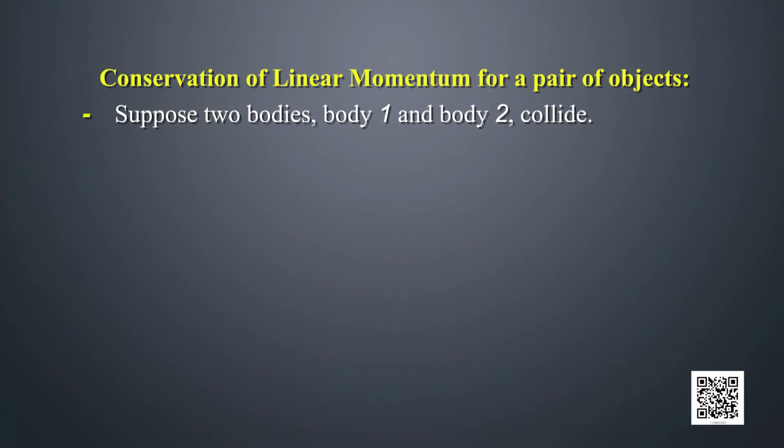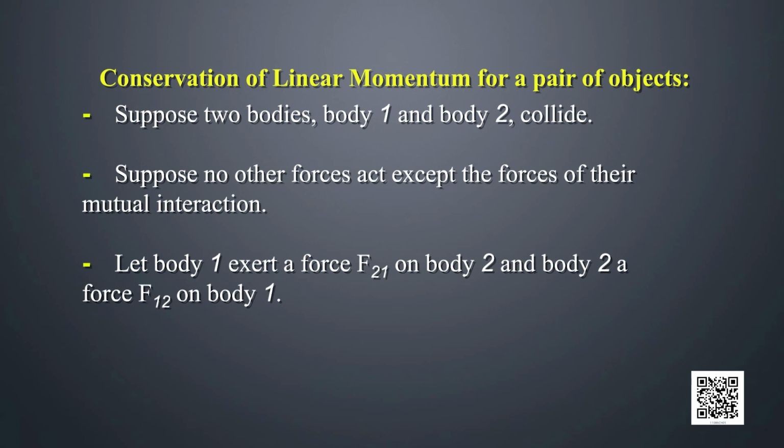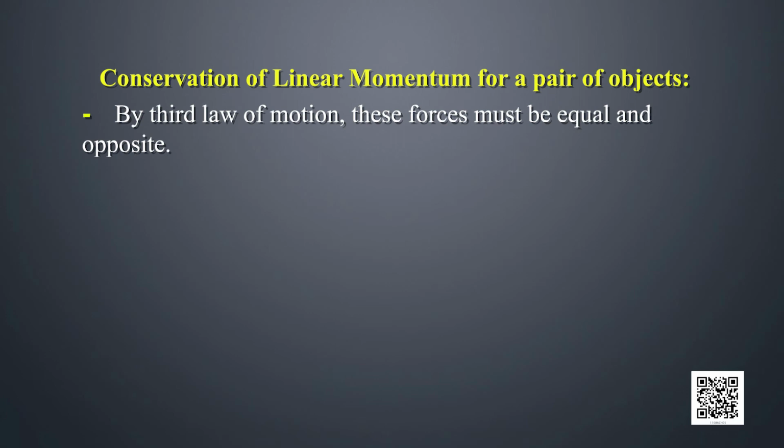Suppose two bodies, body 1 and body 2, collide. Let us further suppose that no other forces act except the forces of their mutual interaction. Let body 1 exert a force F21 on body 2 and body 2 a force F12 on body 1. By the third law of motion, these forces must be equal and opposite. Thus, we get F12 equal to minus F21.